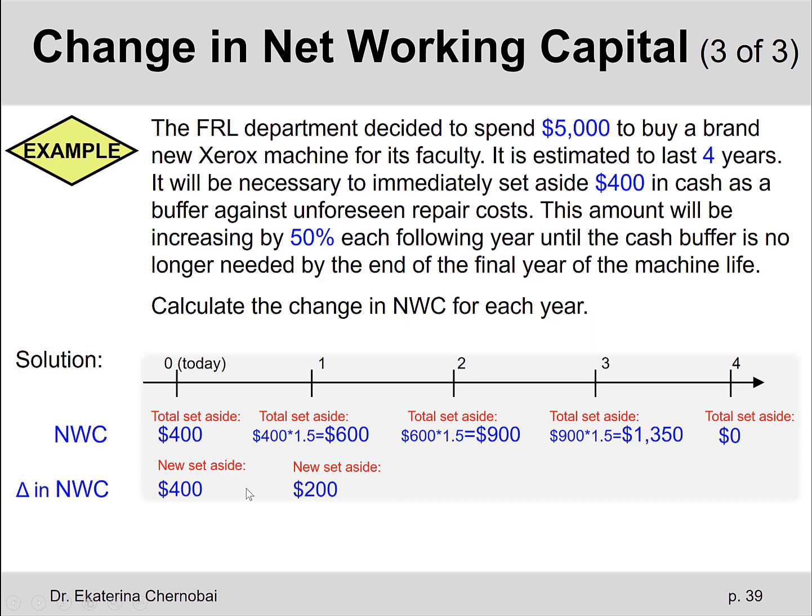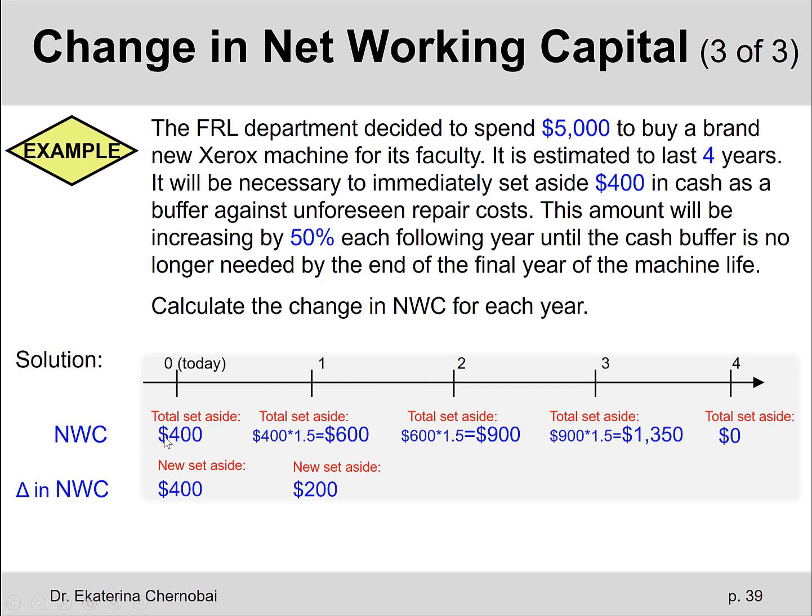More generally, to find the change in net working capital for any year, you look at the difference in the net working capital between the year before and that year. So the difference between $400 in year 0 and $600 in year 1 is $200. And that's the change in net working capital over the first year. Now, the same way we can look at how much extra cash would be set aside during the second year.